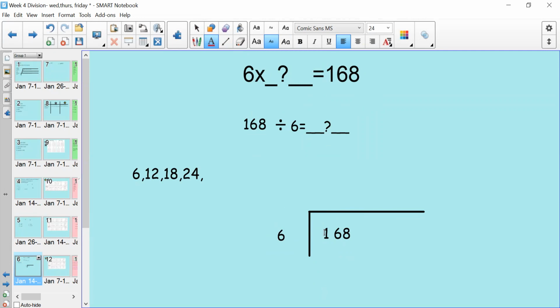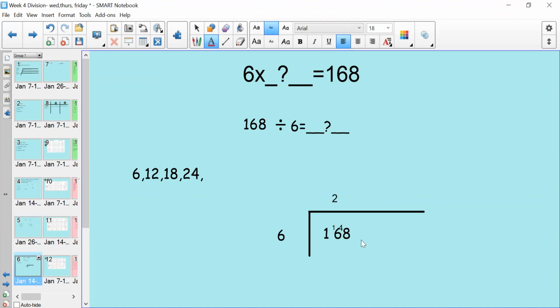Okay, so 6 cannot go into 1, so I need to regroup it. And then 6 goes into 16 twice, so 6, 12. So we'd write that up there. And then we'd think about how many are left over. And we know that there are 4 left over. So we'd have to regroup 4 and join it to 48. Okay, then 6 into 48.